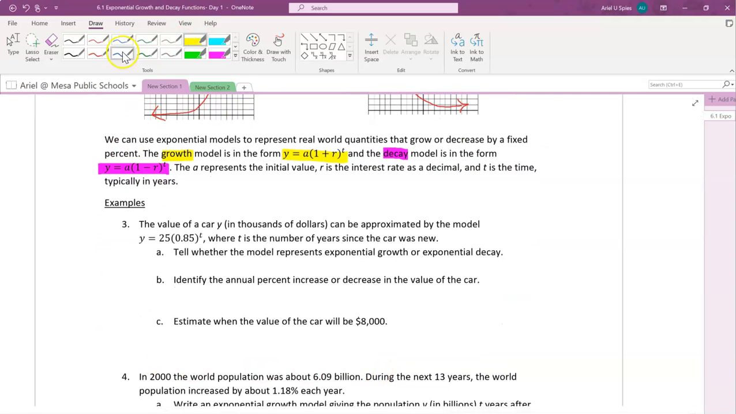So number 1 tells me the value of a car in thousands of dollars, so this really means $25,000, can be approximated by the model y equals 25 times 0.85 to the t, where t is the number of years since the car was new. I need to say whether the model represents growth or decay. So is this number inside larger than 1 or is it less than 1? Less, so it's going to be exponential decay.